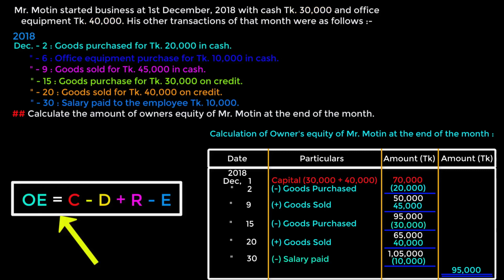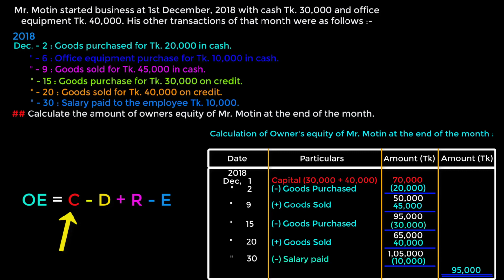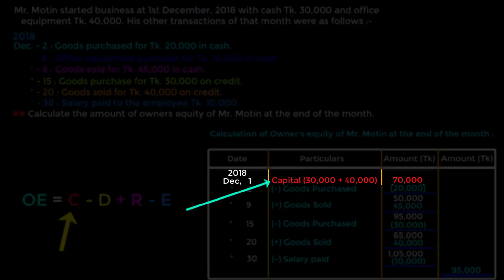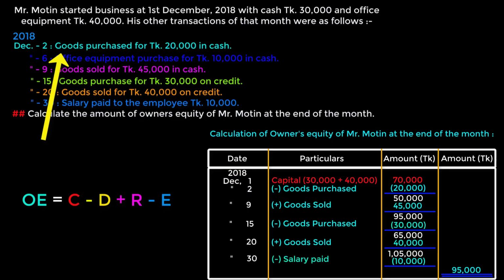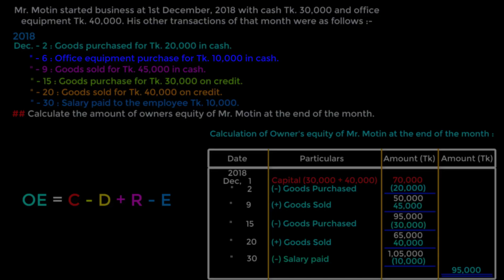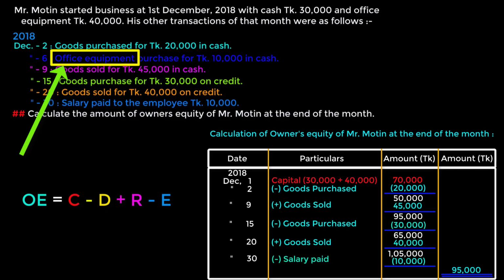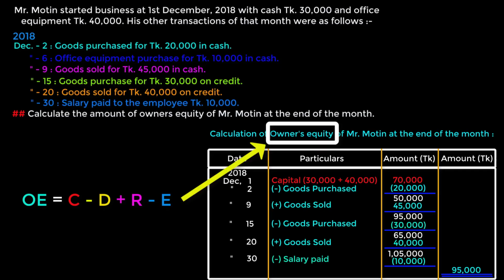Look at this equation. This C means owner's capital. So I wrote here capital 30,000 plus 40,000, that is 70,000, and here I wrote the date. Purchasing goods is an expense, and as this expense is related to profit, I wrote here goods purchased with this minus sign, and I wrote this date here. Purchasing office equipment is also an expense, but this expense is related to capital. So I didn't take this transaction to calculate the owner's equity.